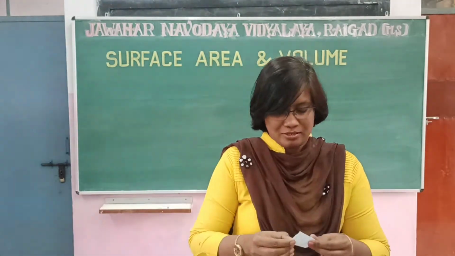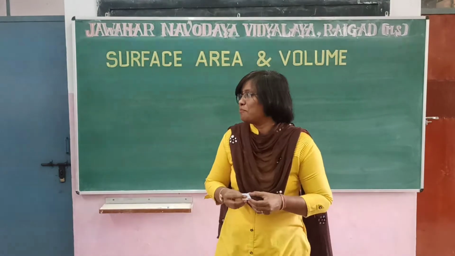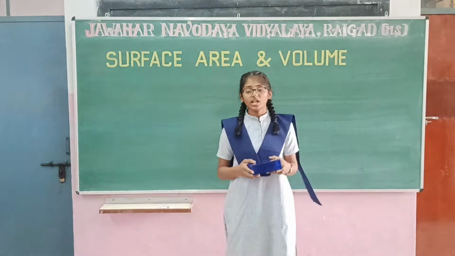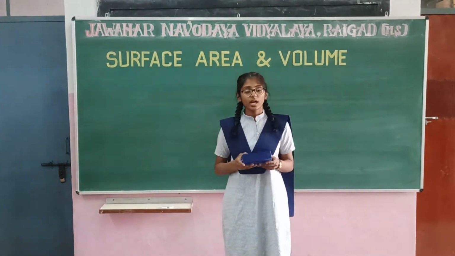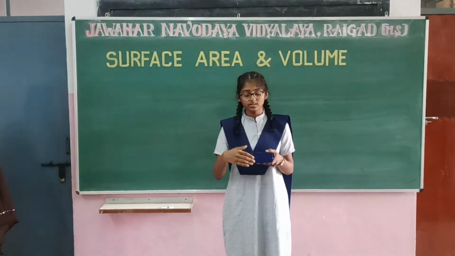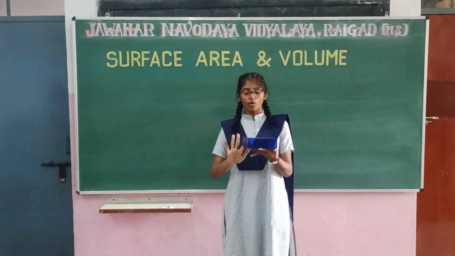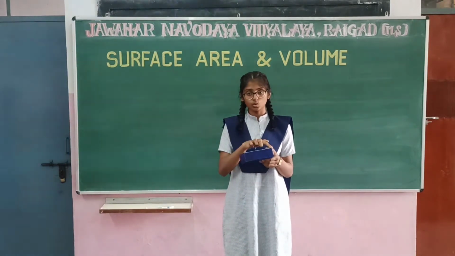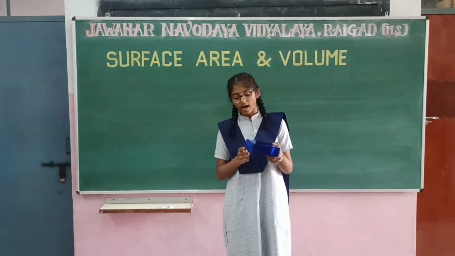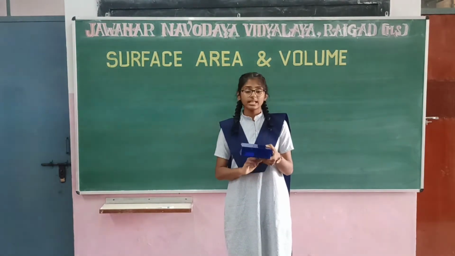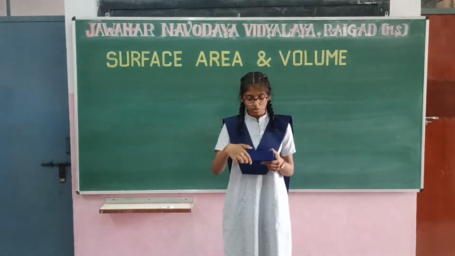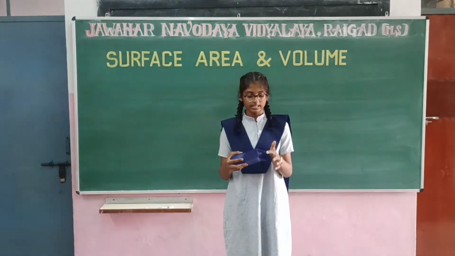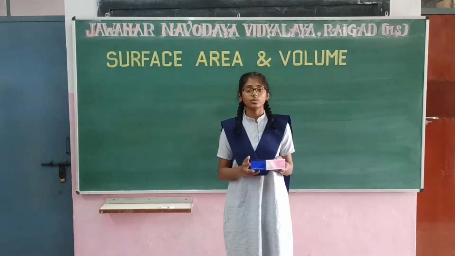So for the last participant, Parak Wag. Parak Wag, come. Hello, today we will learn about a cuboid. A cuboid has 6 surfaces: 1, 2, 3, 4, 5 and 6. 8 vertices: 1, 2, 3, 4, 5, 6, 7 and 8. And 12 edges: 1, 2, 3, 4, 5, 6, 7, 8, 9, 10, 11 and 12.